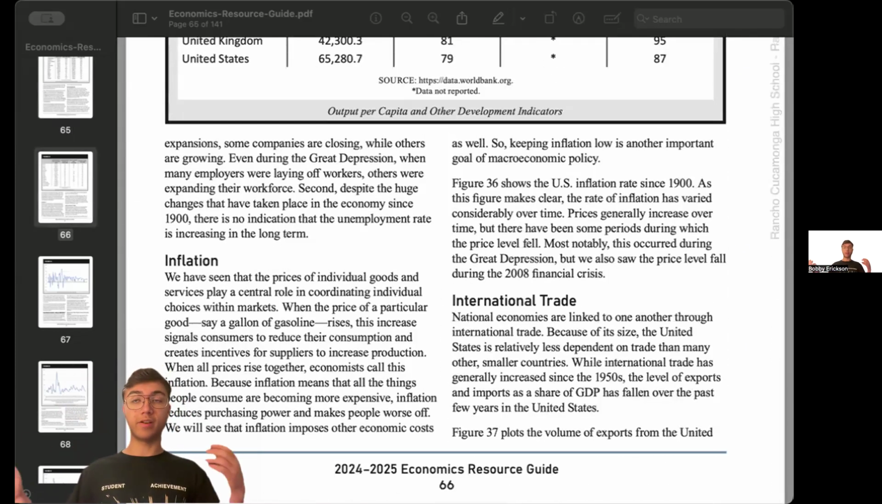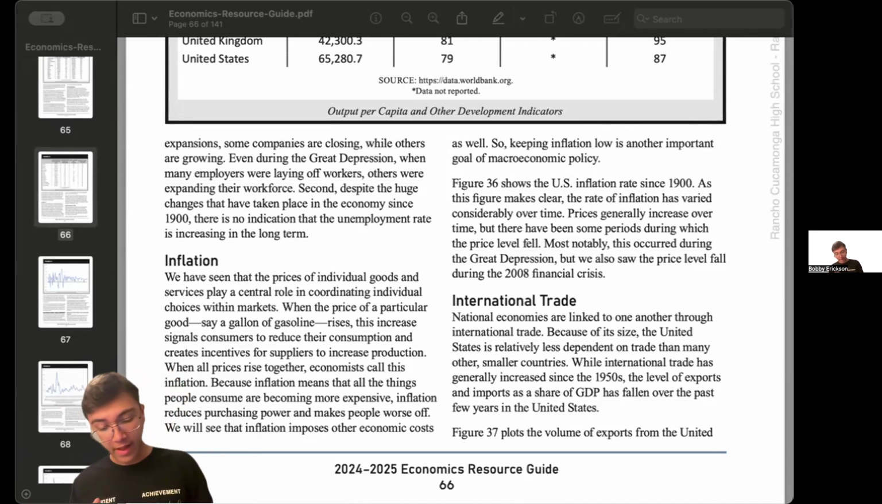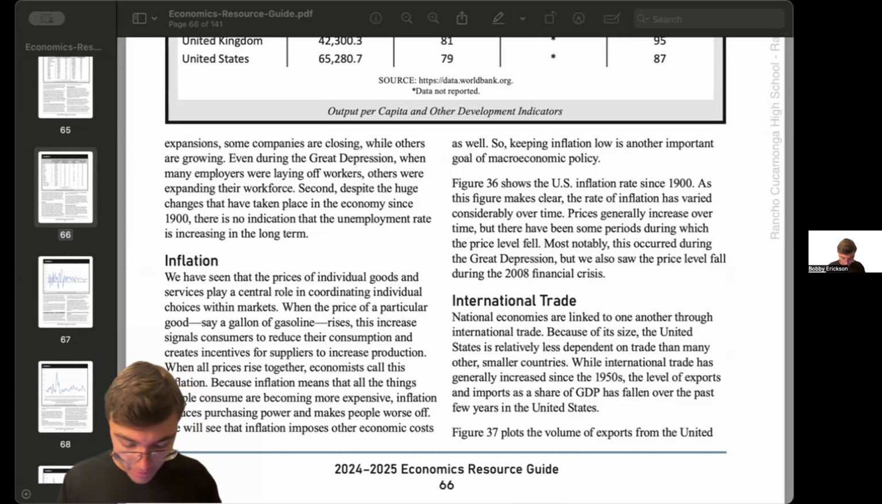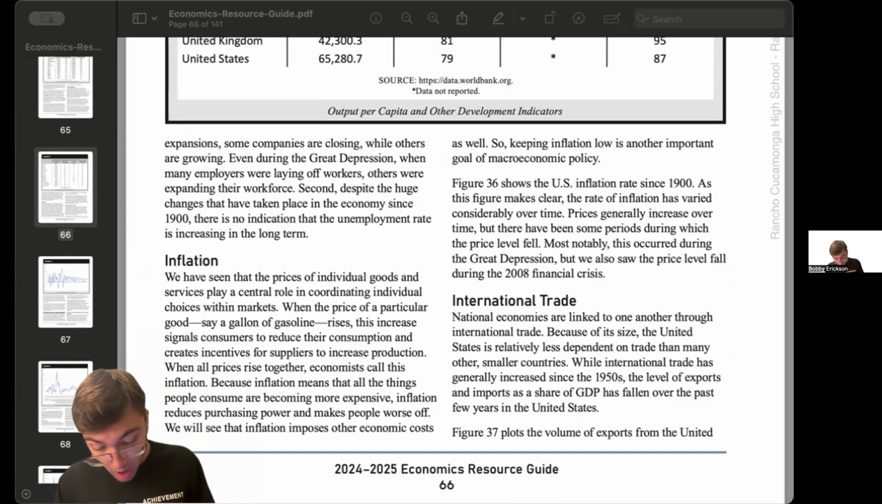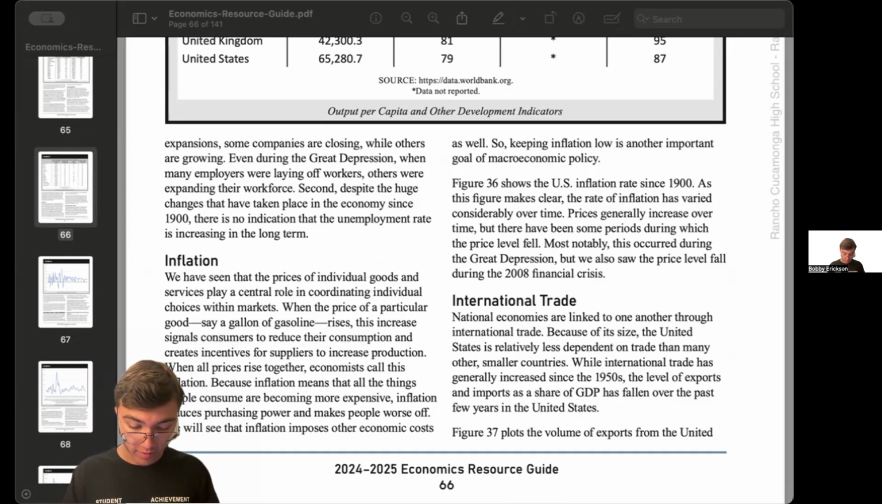And so even if there are expansions in the economy, there's bound to also be some companies that are closing while others are growing. And so there's this cycle up and down here. And even during the Great Depression, there were a lot laying off their workers, but there were also some that were expanding their workforce. And so even though there have been lots of changes in the economy since 1900, it's clear that the unemployment rate isn't increasing in the long term, at least since 1900.